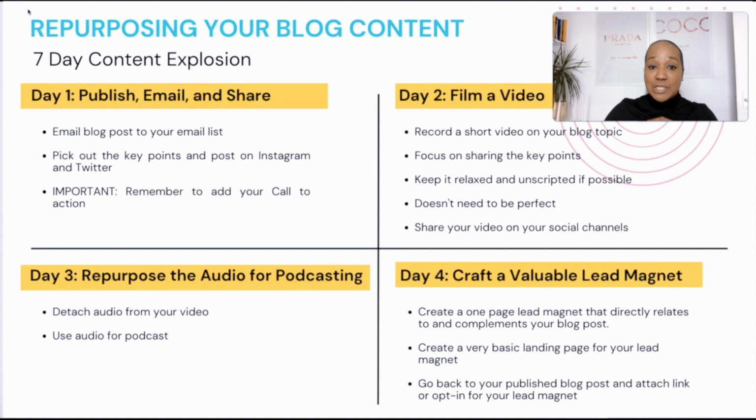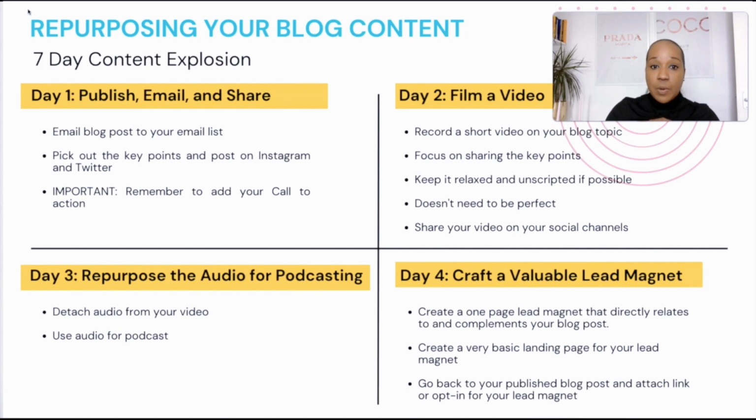Okay, so as a way to use your original blog post to grow your email list, on day four, what you're going to do is create a valuable one-page lead magnet that directly complements your original blog post. This could be something like a checklist, a cheat sheet, or maybe a one-page report, but pretty much something that you can create quickly. It's not going to take too much time, but again, it's going to complement that blog post and that your target audience is going to find highly valuable.